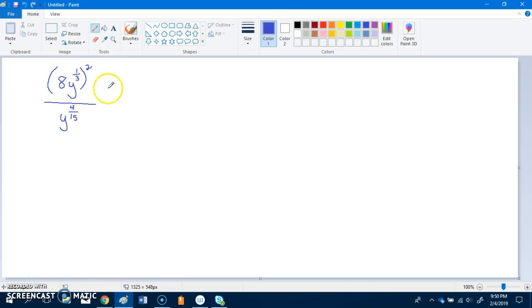So what we're doing is dividing (8y^(1/3))^2 by y^(4/15). The first thing that we want to do is get rid of the brackets. And to get rid of the brackets, we're going to apply that power of 2 to the 8. So we'll get 8 to the power of 2.